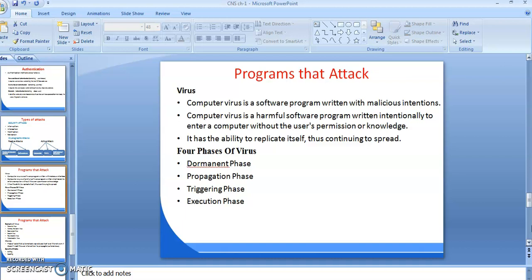So that is all about this class. From tomorrow we will discuss the virus and the worm and other types of malware.